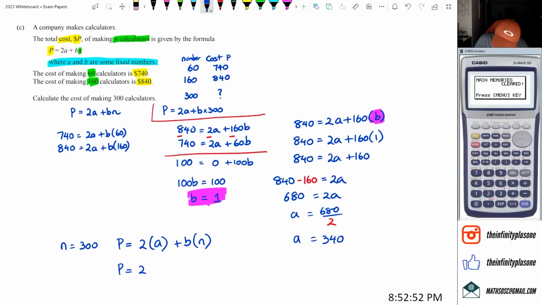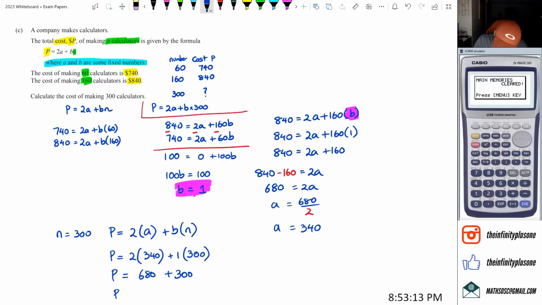So p is equal to 2 times a, which happens to be 340, plus b, which happens to be 1, and then n, which happens to be 300. So I've got p is equal to 680 plus 300, and therefore I can say that p is equal to 980.